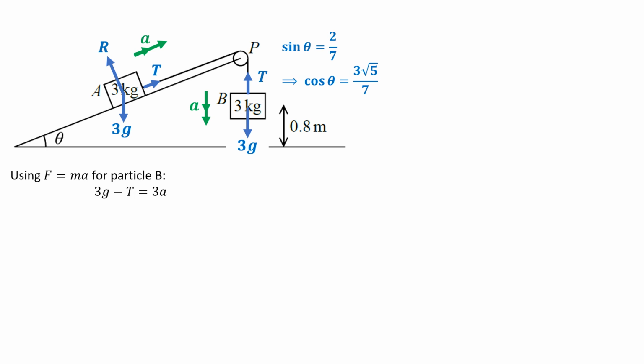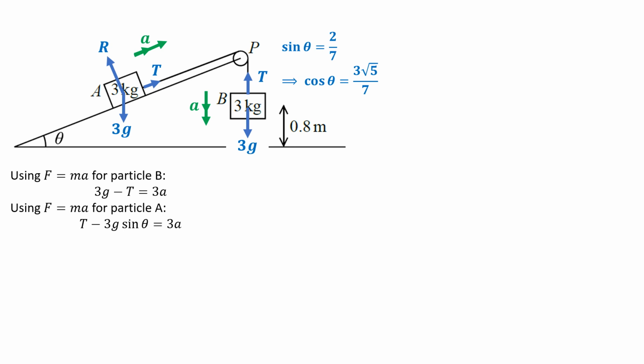Firstly, for particle B, F equals ma means the overall net force or resultant force in a particular direction. I'm going to go downwards because that's the direction that this particle is accelerating. 3g is pulling down, T is pulling up, and on the ma side of the equation, the mass is 3, the acceleration is a. We can't solve for T or for a with just one equation, but if we do the same thing for particle A, we'll be able to solve simultaneously.